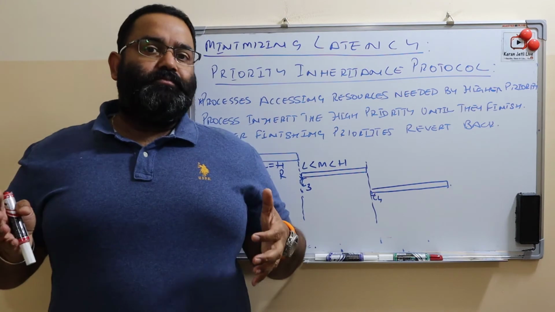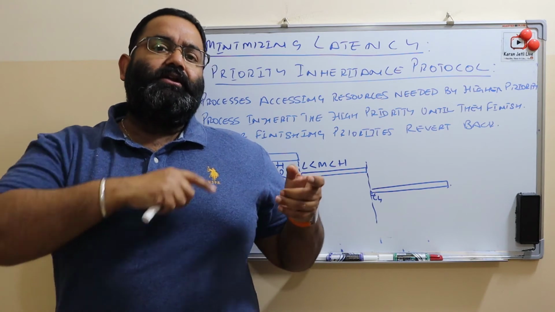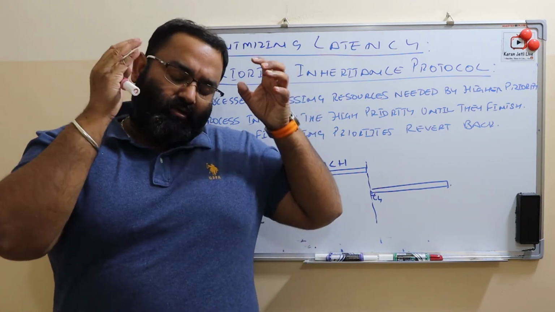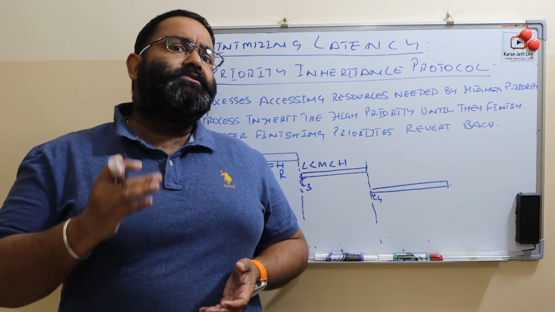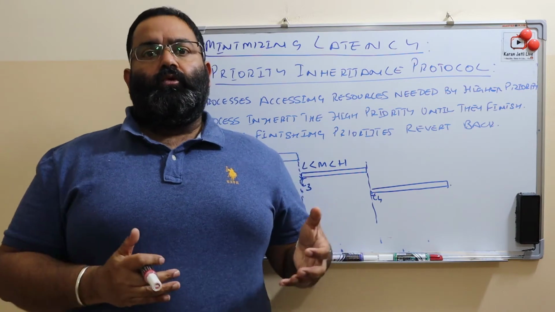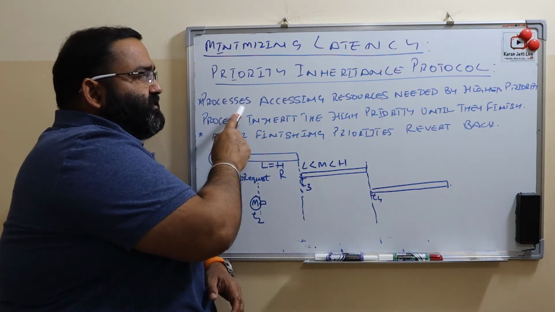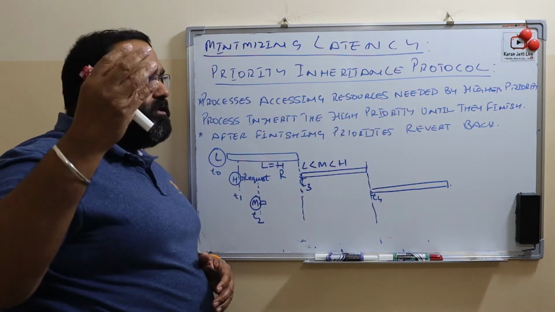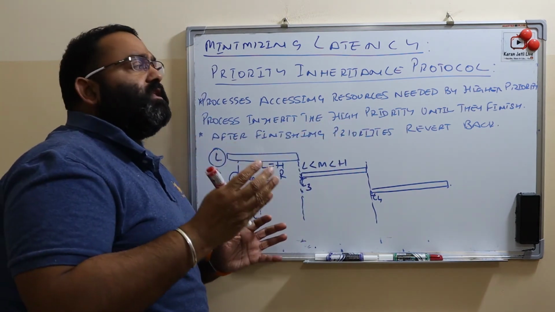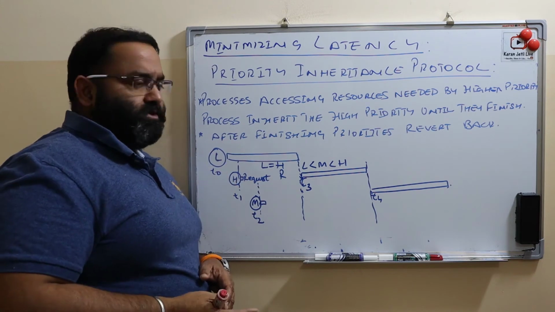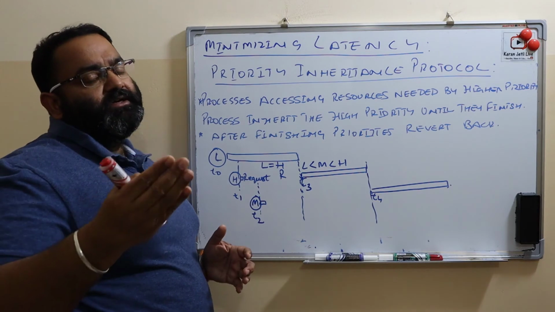So when a low priority process inherits the priority from a high priority process and continues with the execution and continues to use the resources allocated to it, we call it the priority inheritance protocol. Okay, now what happens here? In the priority inheritance protocol, processes accessing the resources needed by the higher priority process inherit the high priority until they finish the execution. And after they finish the execution, the priorities are reverted back.